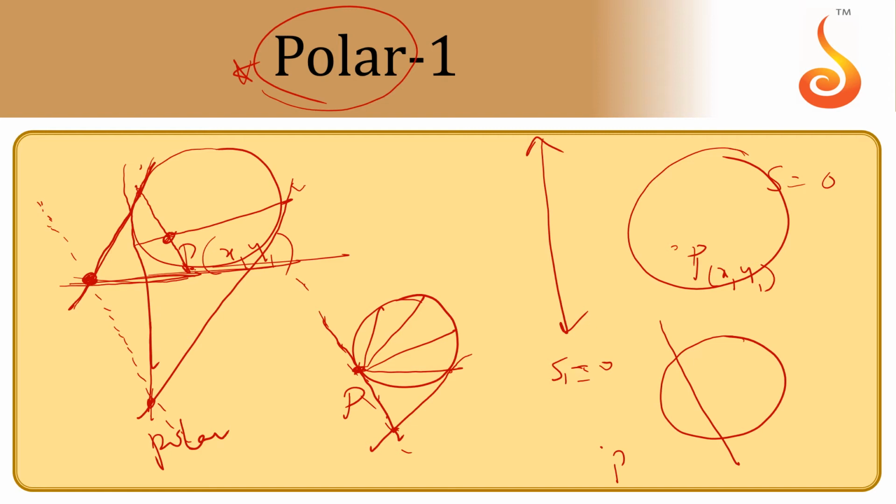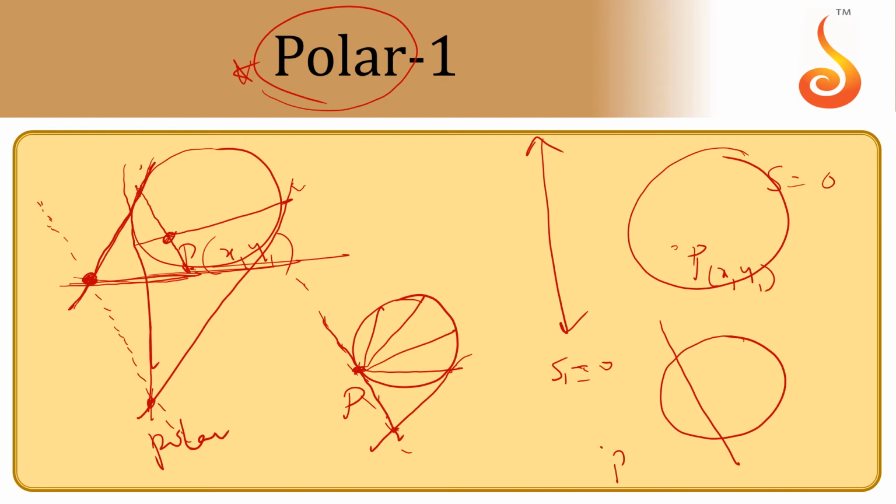The polar becomes chord of contact. So try to understand. S equal to 0 is a circle. For the given point (x1, y1), S1 equal to 0 is a straight line. If P lies on the circle, that S1 equal to 0 is a tangent. If P lies outside the circle, that same S1 equal to 0 is chord of contact. If P lies on the circle, the chord of contact becomes tangent.